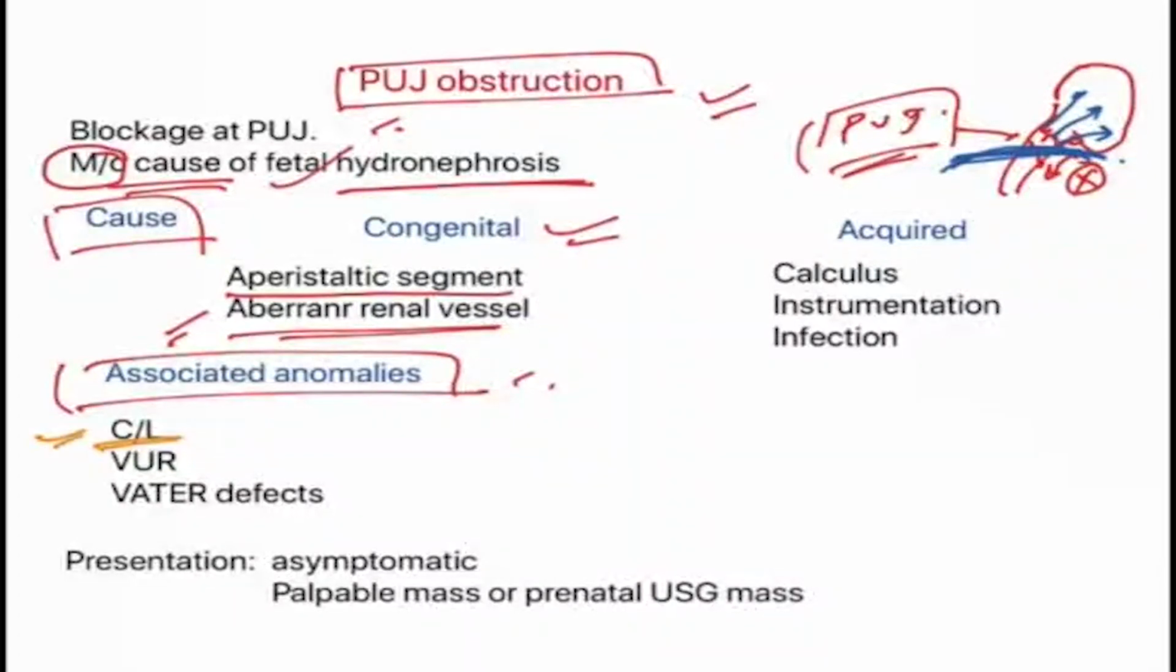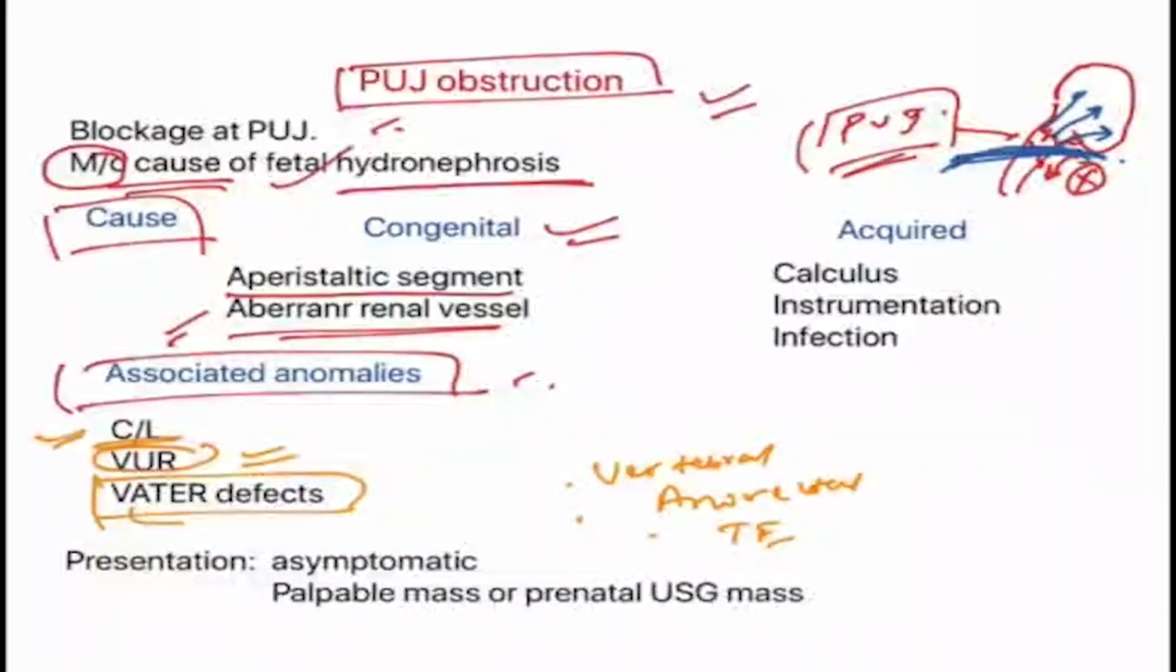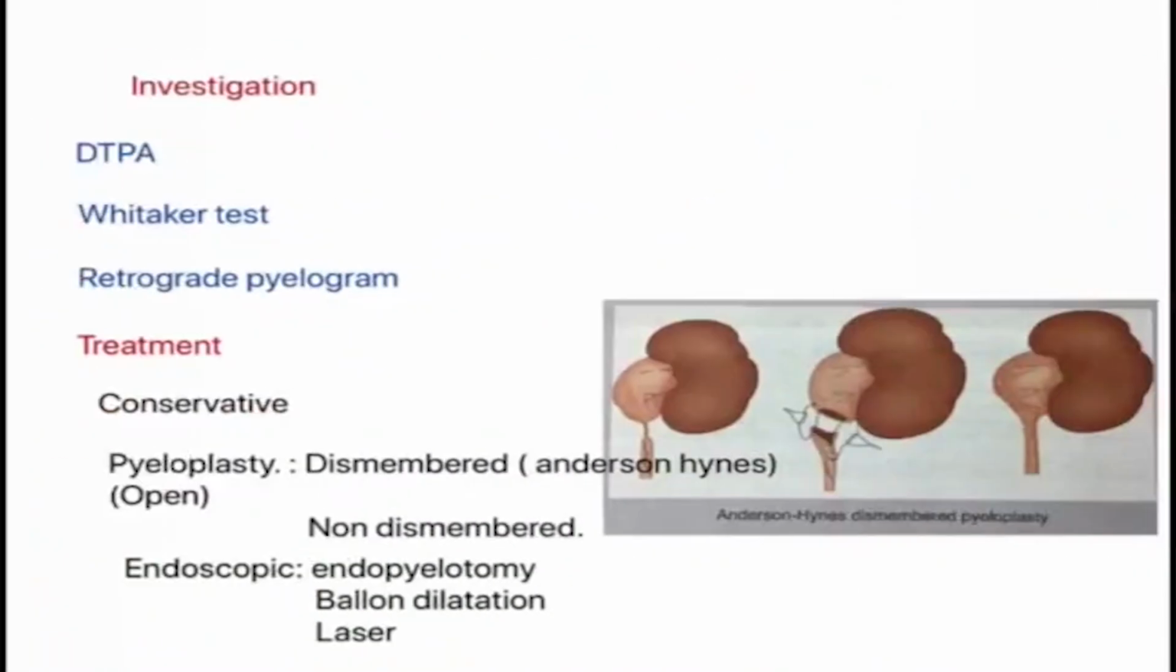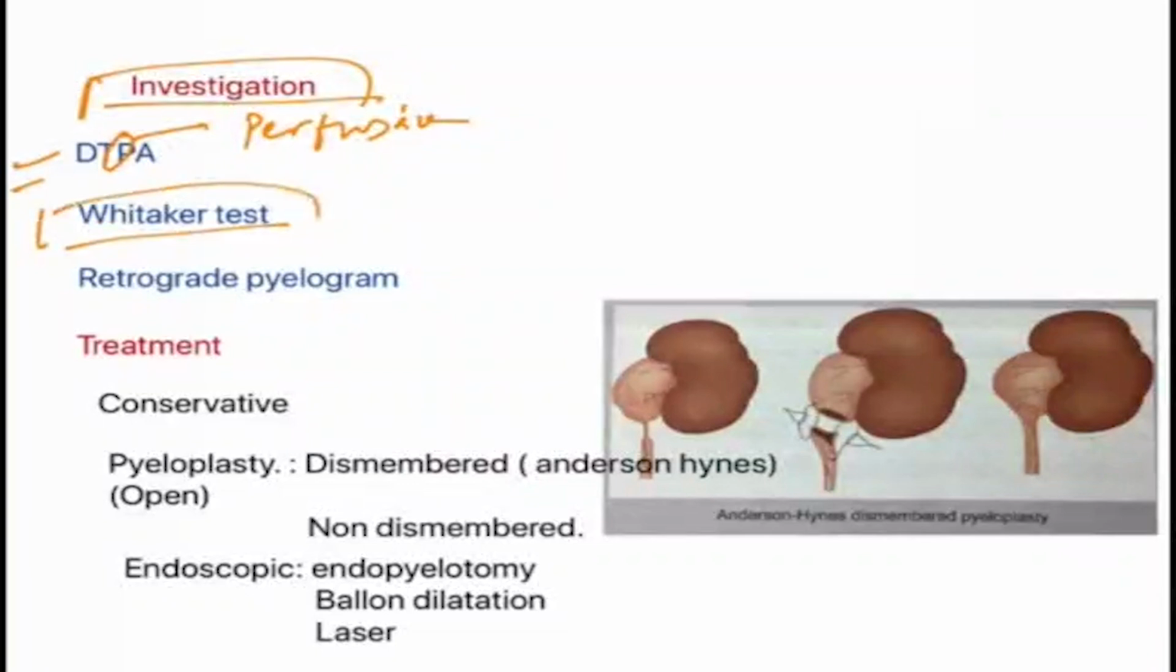There are some common associated anomalies present with PUJ obstruction: contralateral PUJ obstruction may be present, vesicoureteric reflux may be present, or VACTERL, that is vertebral anomalies, anorectal malformation, tracheoesophageal fistula, and renal defects. PUJ obstruction in presentation can be asymptomatic or can present as a palpable mass, or it can be detected on prenatal ultrasound.